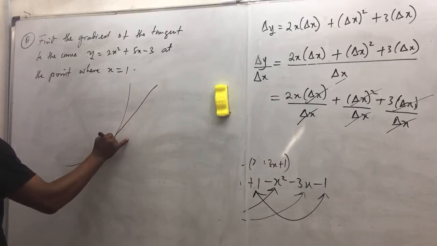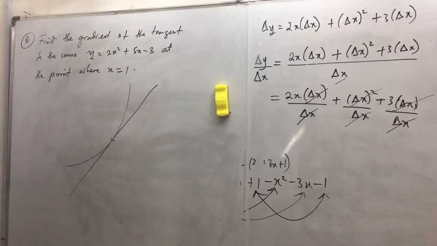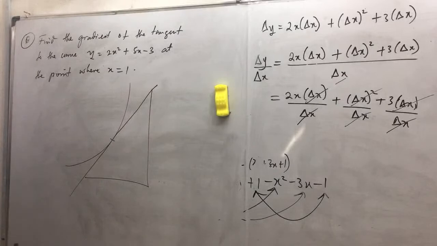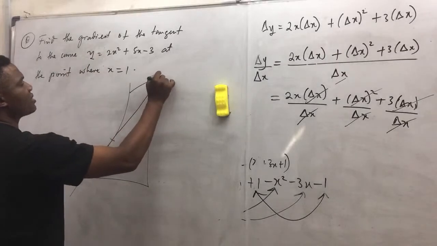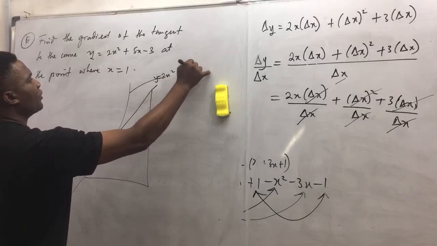Remember, a tangent is a straight line that touches a curve or a circle at one and only one point. So we are asked to find the gradient of the tangent, that is this line. This is what we are asked to look for. The gradient of the tangent to this curve. So let's assume that this curve describes y equals 2x squared plus 5x plus 3.